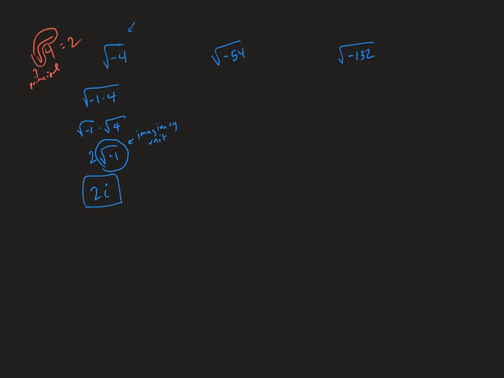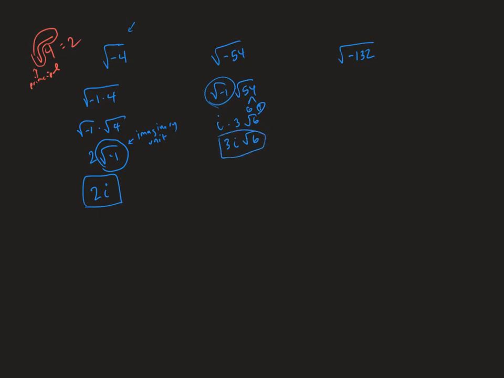So we would basically say this is 2i. It's 2 times that square root of negative 1. So anytime you're taking the square root of a negative number, you essentially want to pull out that negative, replace that square root of negative 1 with that imaginary unit, i, and then simplify the rest of the square root. And leaving that in terms of i is perfectly fine.